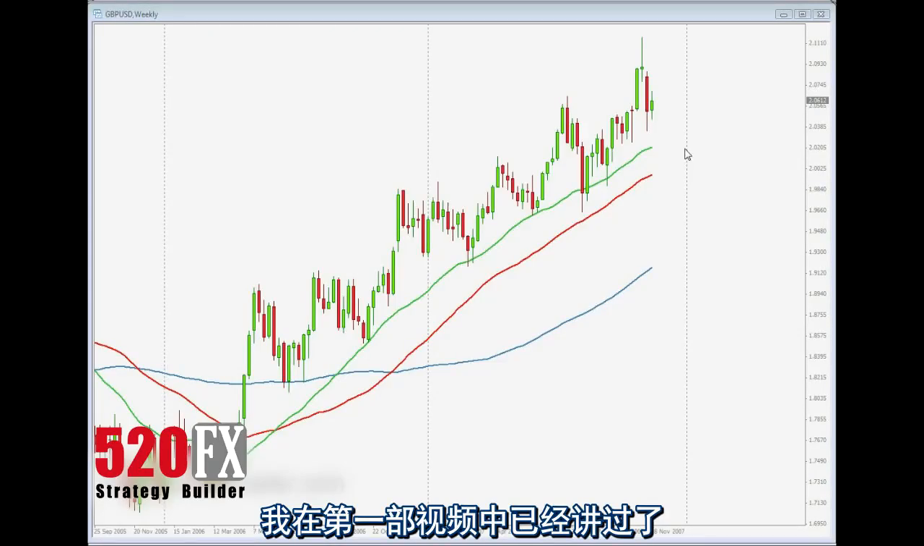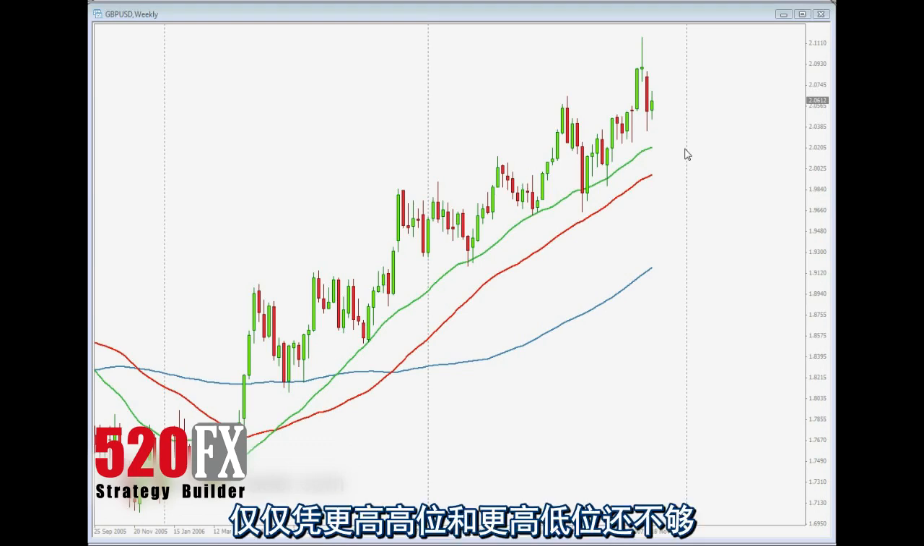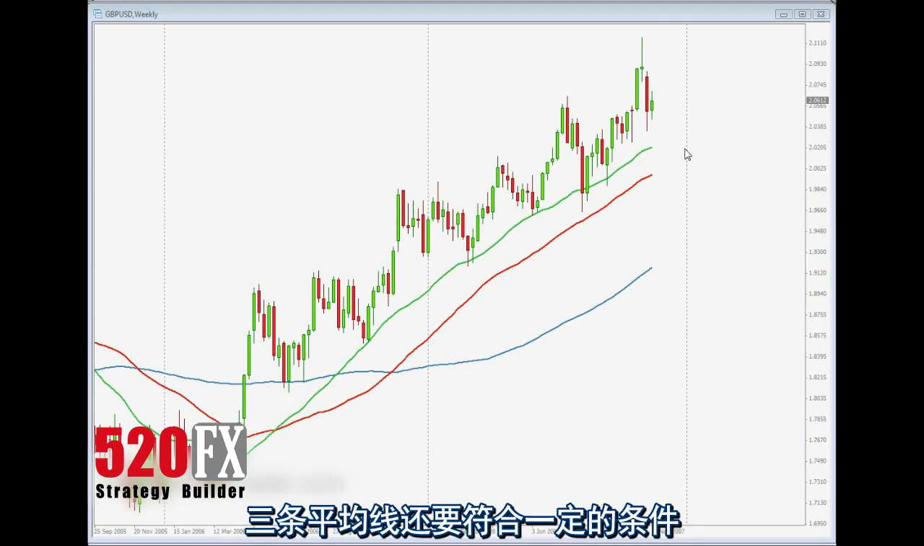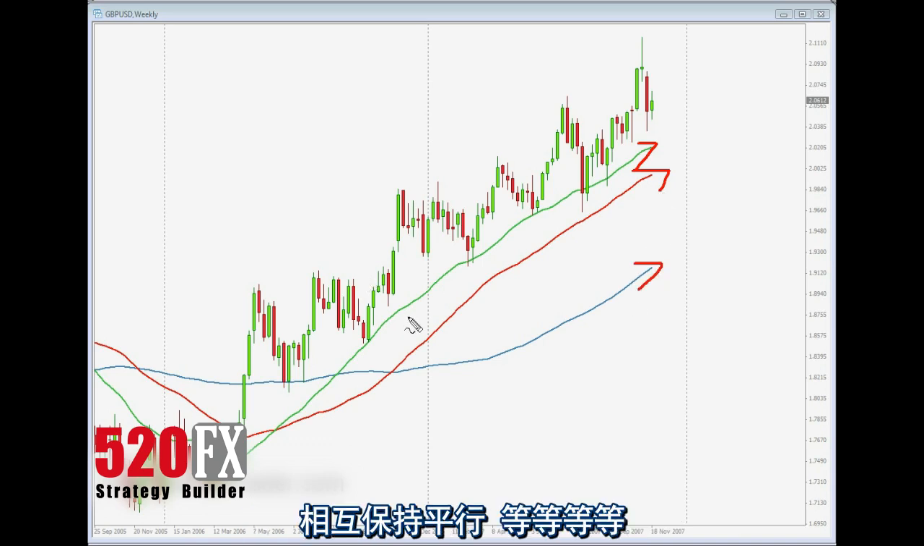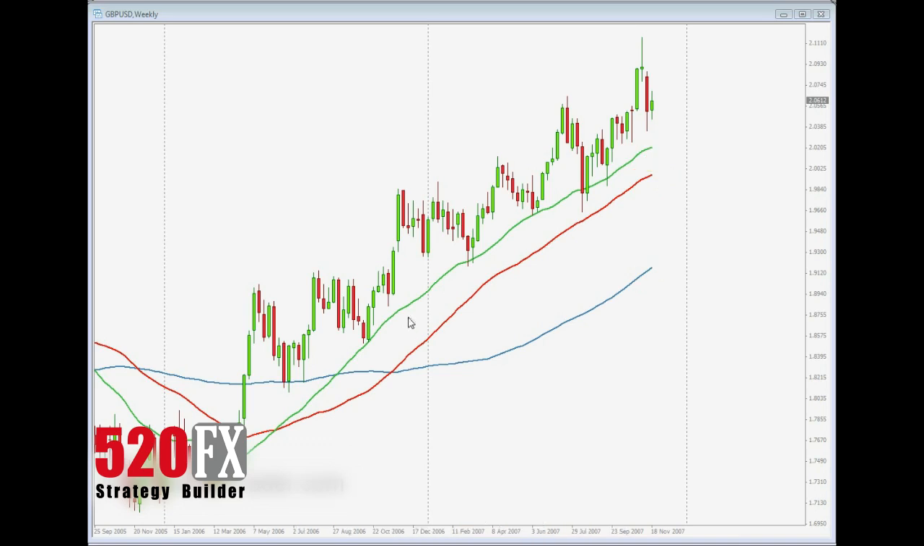As I was explaining in the first video of this course, just making higher highs and higher lows is not enough, in my opinion. You want the moving averages to plot under certain conditions in the chart, as usual: all of them in order, all of them parallel to each other, etc.